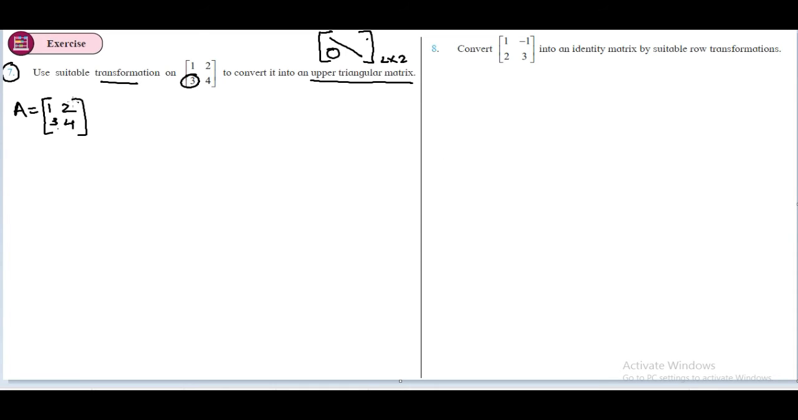So if you observe row 1, the first element is 1, correct? If I multiply 3 to that 1 and subtract that from this 3, I'll get 0. That will help me transform our matrix into an upper triangular matrix. So I can identify the operation over here.